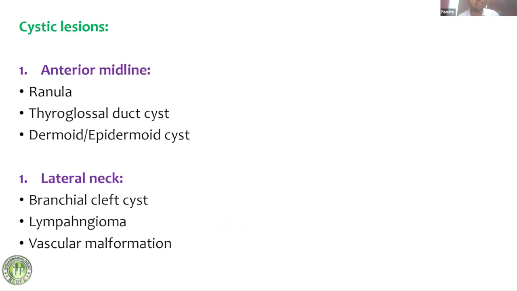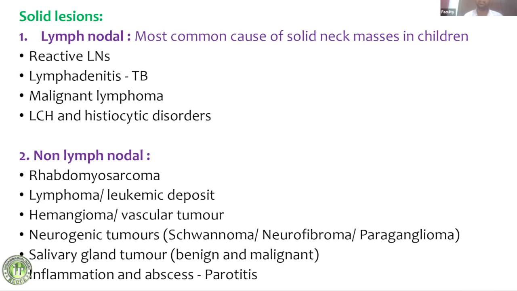And as far as the lateral neck is concerned, the most common cystic lesion you may encounter is the branchial cleft cyst. Others are lymphangioma or lymphatic malformation, and various forms of slow flow or venous vascular malformation as well. And as far as solid lesions are concerned, the most common cause of a solid neck mass in children is actually lymph nodal origin.